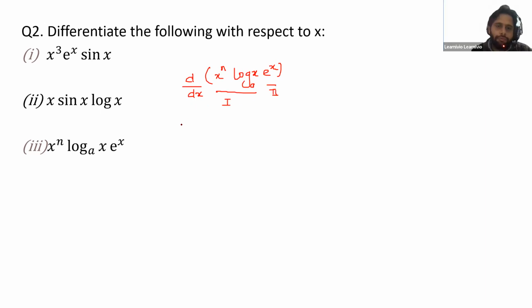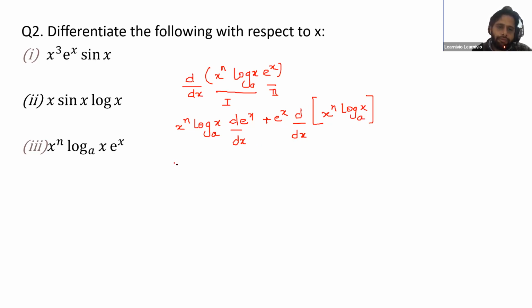So as per the formula, we will write like this: x to the power n log x to the base a, and we will differentiate the exponential function plus the exponential function will remain the same. We will differentiate the x to the power n log x to the base a.